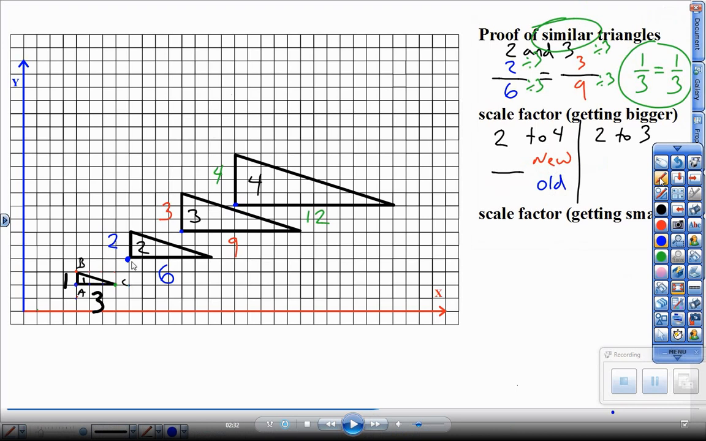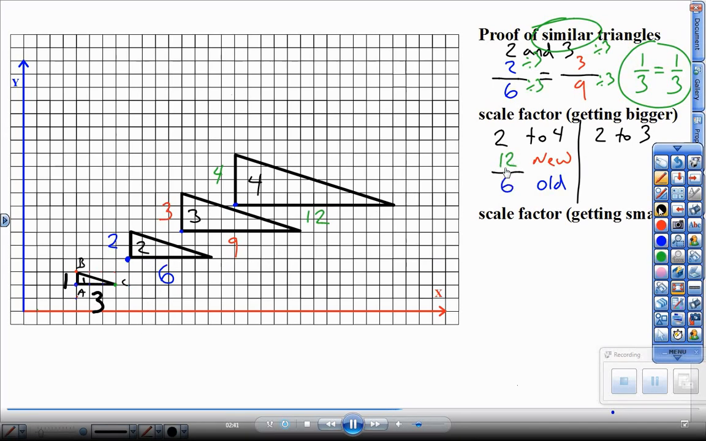So if I'm going from triangle 2 to 4, I could use any of these lengths here. This 12 and this 6, this 4 and this 2. So I'm going from 2 to 4. So the new length, using these bottom pieces here, is going to go from 6 up to 12. So my new length is 12. That goes on top. My old length is 6. So this scale factor from triangle 2 to 4 is 12 over 6. The new length, 12 over 6.